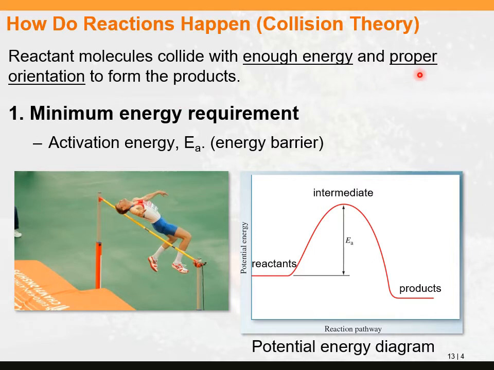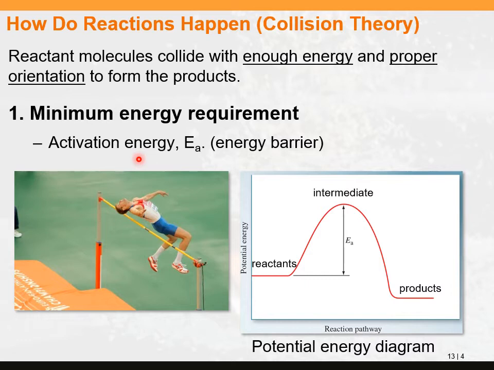Let's talk about the minimum energy requirement first. This is like a high jumper trying to clear the bar. To clear the bar, the jumper must approach with enough kinetic energy. Otherwise, they will fall short. When it comes to a reaction, the colliding reactants must have a minimum amount of kinetic energy to clear the energy barrier, which is called the activation energy.